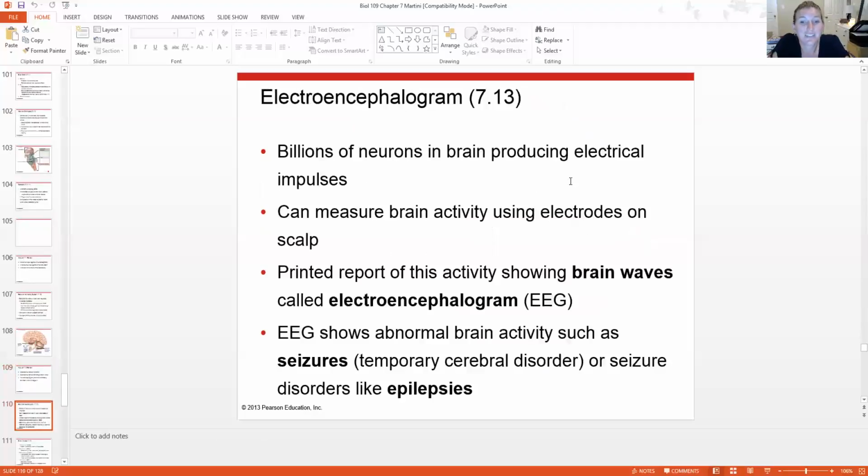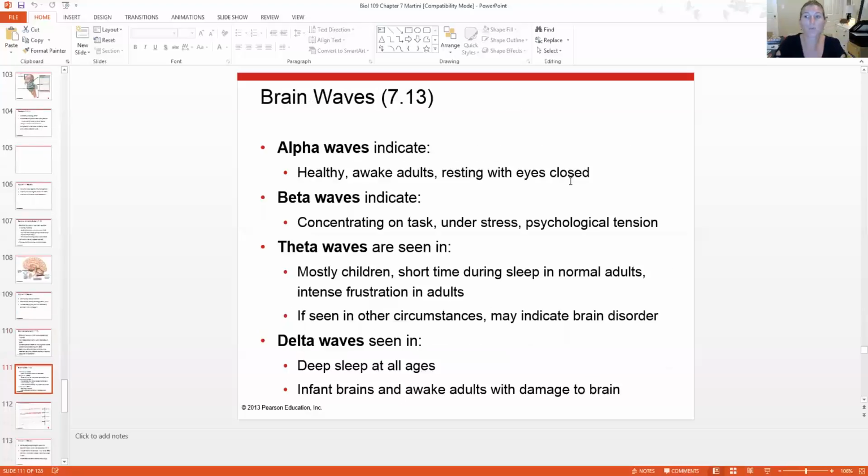An electroencephalogram, or EEG, is measuring your brain waves. Billions of neurons producing a chemical electrical impulse is going to be able to produce enough energy to be measured and detected. And that's exactly what an EEG does. You put some electrodes on or around your head, and that electrical activity can be measured. The EEG can be used to diagnose abnormal brain waves or abnormal brain activities, such as seizures and even seizure disorders like epilepsy. All of our brains emit waves at all times, unless we're dead.